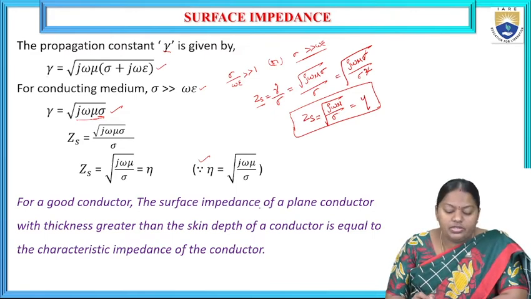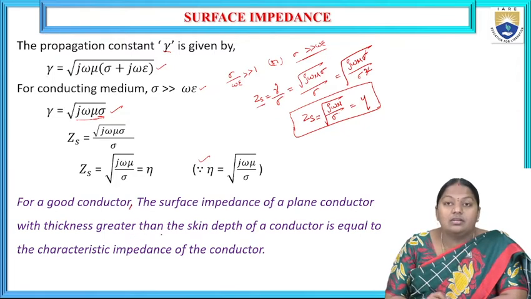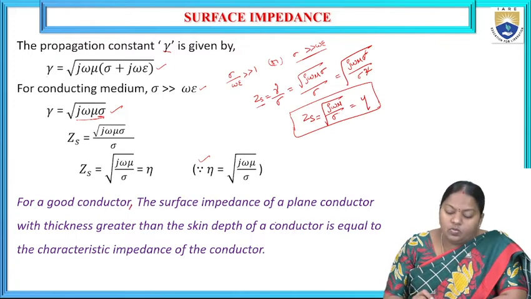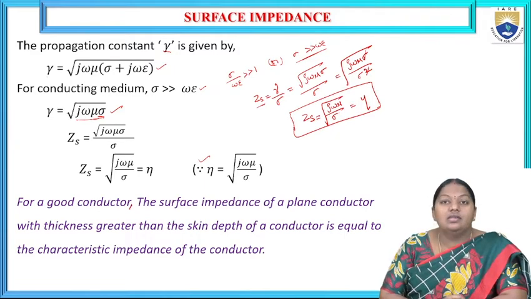So from these two relations we can say that for a good conductor, the surface impedance of a plane conductor with a thickness greater than the skin depth of the conductor is equal to the characteristic impedance of the conductor. Or in simple words, for a good conducting medium, surface impedance is similar to the intrinsic impedance of the good conducting medium. And mathematically we can write Zs is equal to eta is equal to root over j omega mu by sigma.